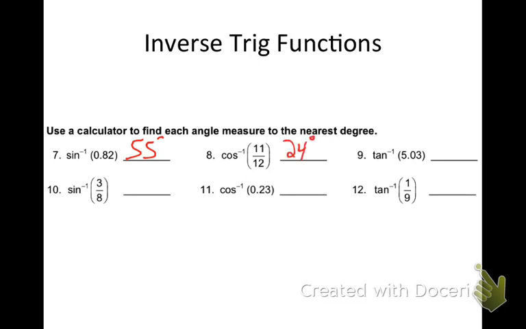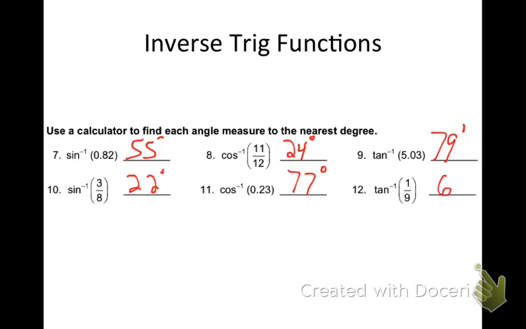24 degrees. Number 9, tangent inverse of 5.03 gets me how many degrees, Nick? 79 degrees. Number 10, sine inverse of 3/8 gets me what, Johnny? 22 degrees. Number 11, cosine inverse of 0.23, Gabe? 77 degrees. And last but not least, number 12, tangent inverse of 1/9, Frost?